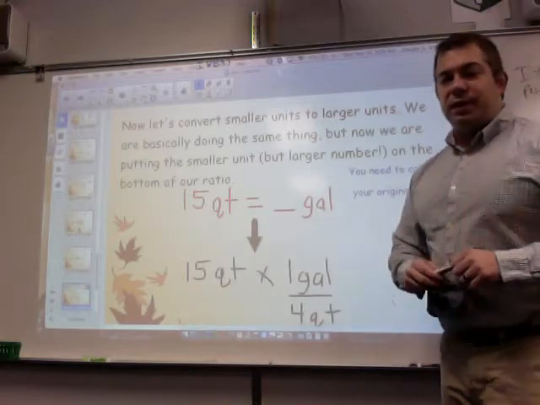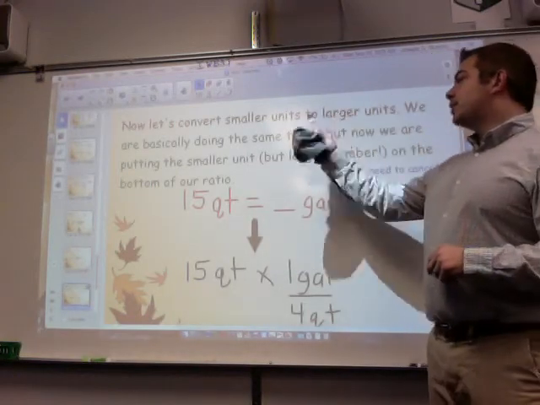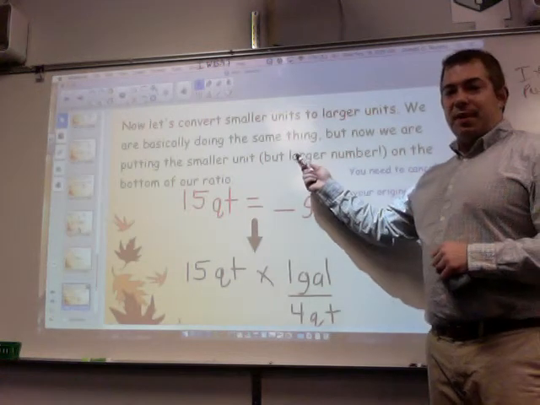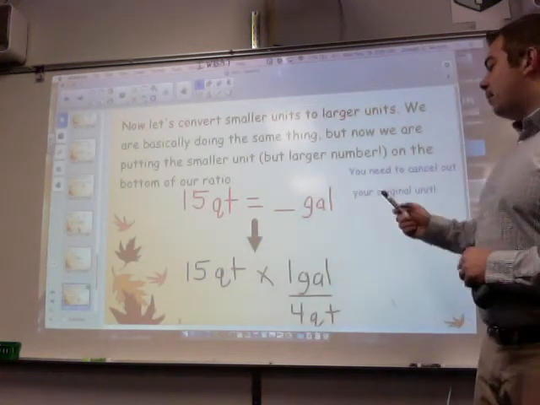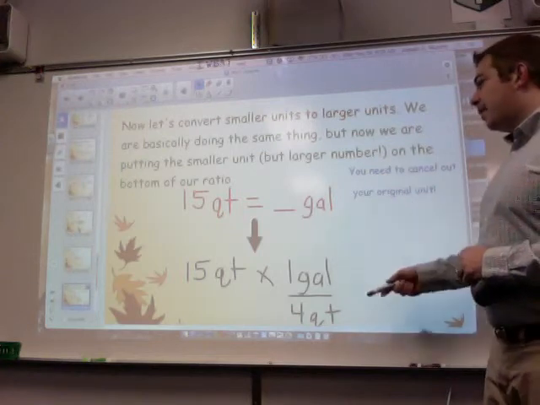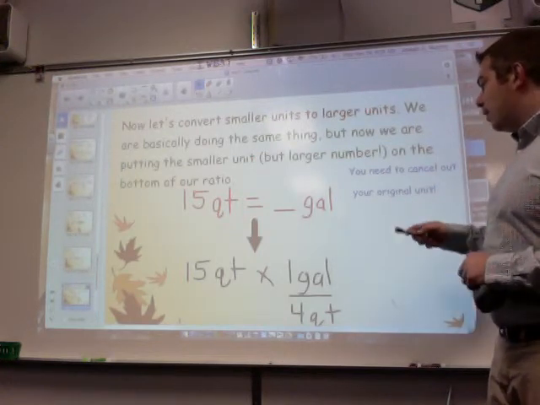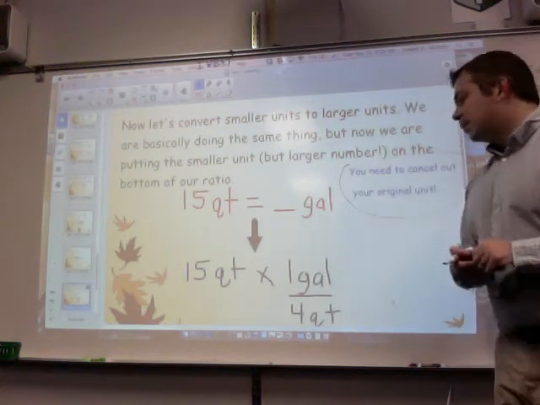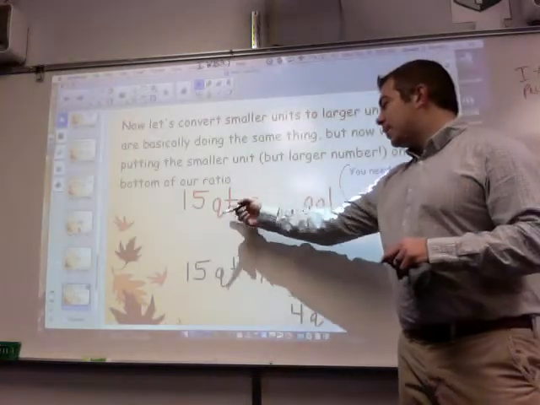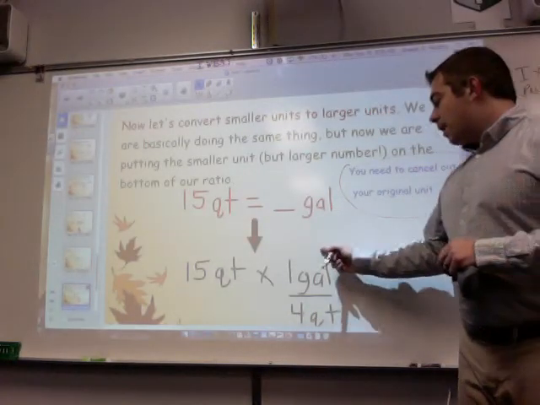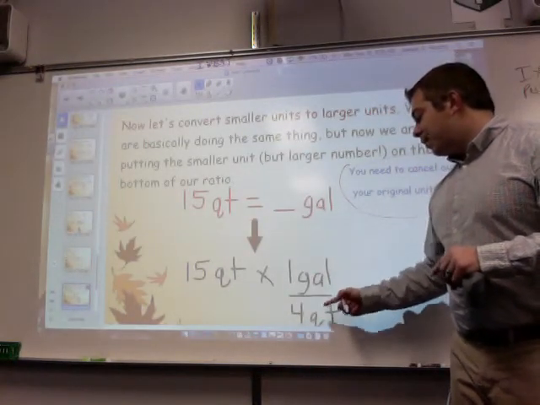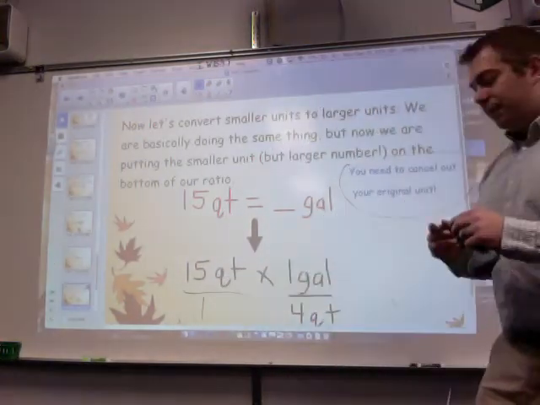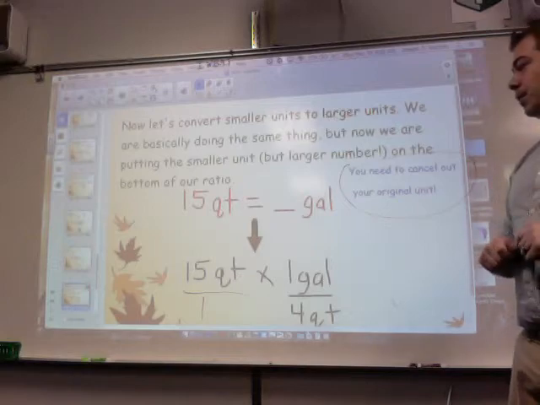All right, now we're going to switch things up a little bit, and we're going to convert smaller units to larger units. Now we are basically doing the same thing as before, but now we are putting the smaller unit with the larger number on the bottom. Okay? But I wrote this note again. We need to cancel out your original unit. So if I'm going from quarts to gallons, well, in my conversion ratio, I need to have quarts on the bottom because quarts is the original unit.